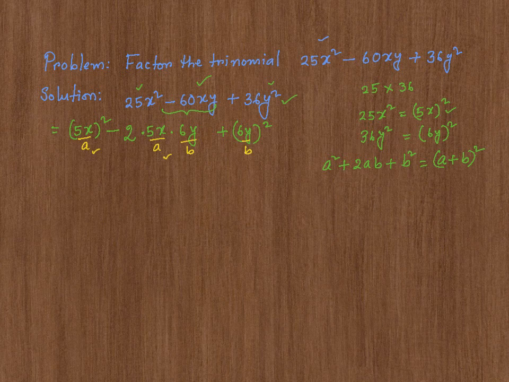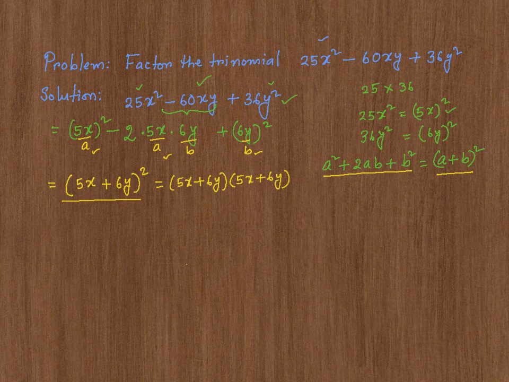2 times ab plus b squared, exactly the left hand side, which means that we could use this perfect square formula and we could write it as (a plus b) whole squared. In my context, a is 5x, b is 6y, and I square it, and that's what it is. You may also write this as (5x plus 6y) times (5x plus 6y), but this is more common.